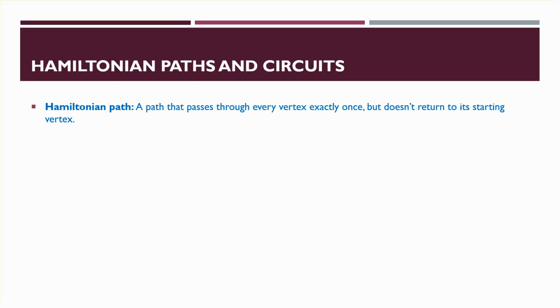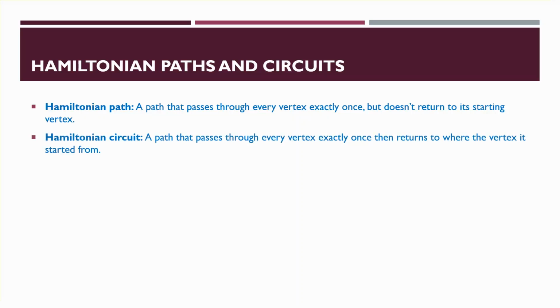Hamiltonian paths and circuits are a little bit different though. A Hamiltonian path is a path that passes through every vertex exactly once and doesn't return to its starting vertex. So they don't actually touch every edge, compared to a Eulerian path. This one just touches every vertex once. A Hamiltonian circuit, much like the circuits we've spoken about, starts and finishes at the same vertex. But again, Hamiltonian circuits touch every vertex, but they don't necessarily touch every edge.